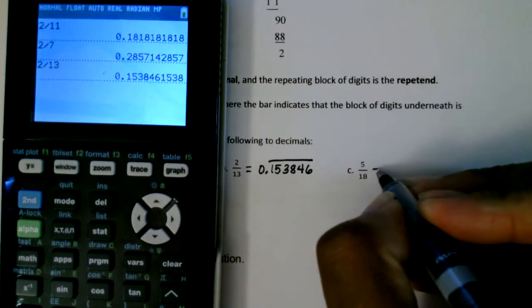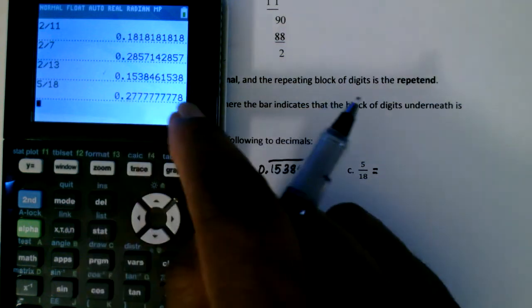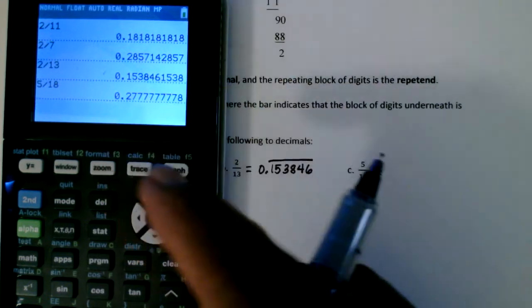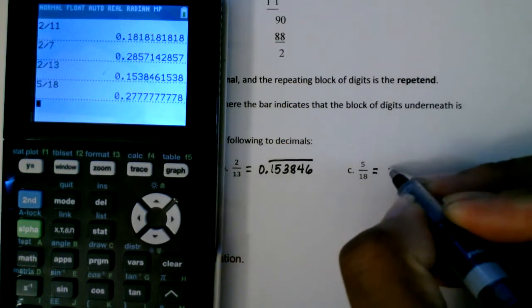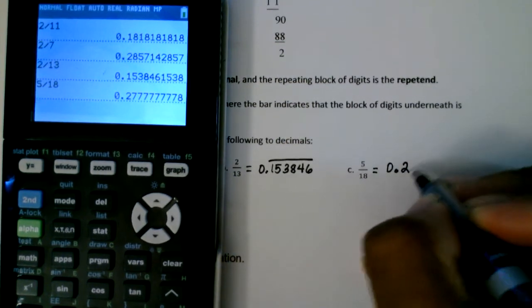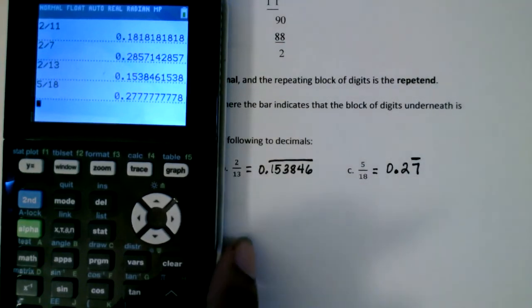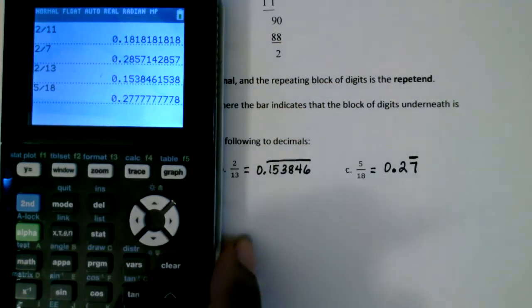And for 5/18, if we do 5 divided by 18, here we got 0.2777. Notice that the 7 repeats. Do not worry about this 8 because the calculator in this case rounds, but believe me that the 7 does repeat. So to write this, we'll write 0.2 and only the 7 repeats. So the bar will be only above the 7 to indicate that the 7 repeats.